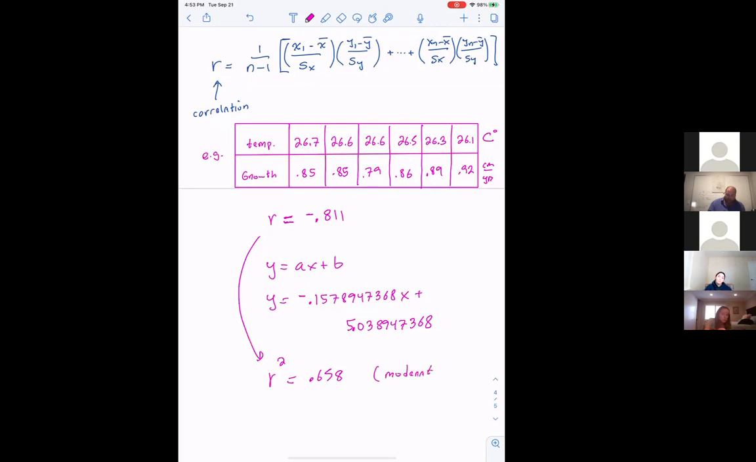This is not a very strong relationship. As we're going to see, we're going to be given numbers later in the course, in the next chapter, I think. And we're going to see that 0.658 for your R squared value is not really that strong. Okay, it's moderate. So we have a moderate linear relationship here, which is negatively correlated. And in fact, when you see the graph, do you agree that it's going down as you go left to right?